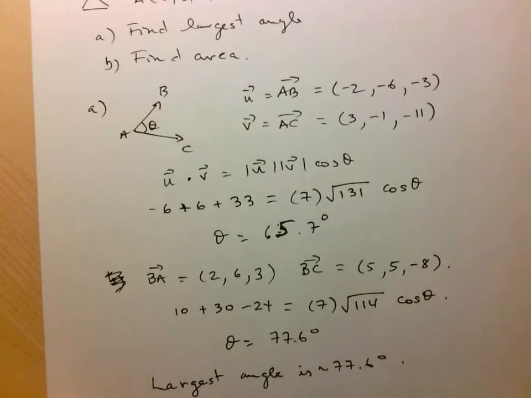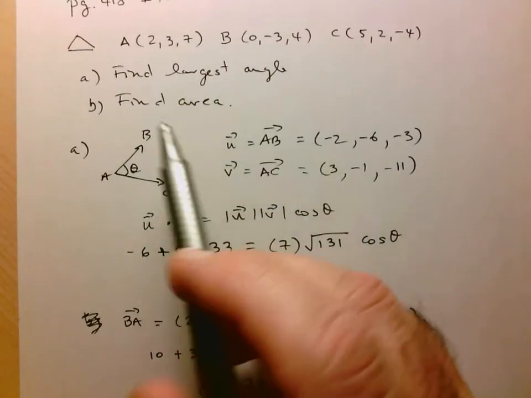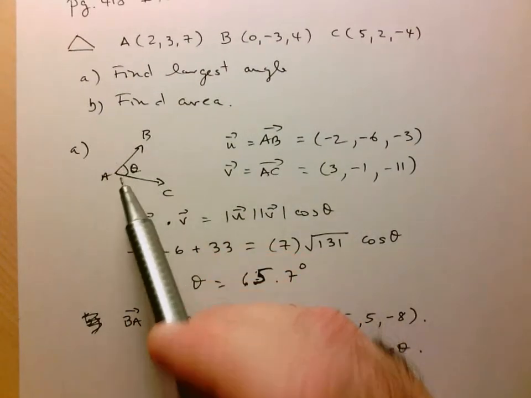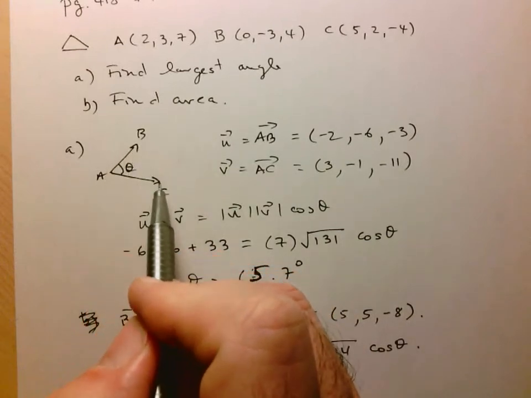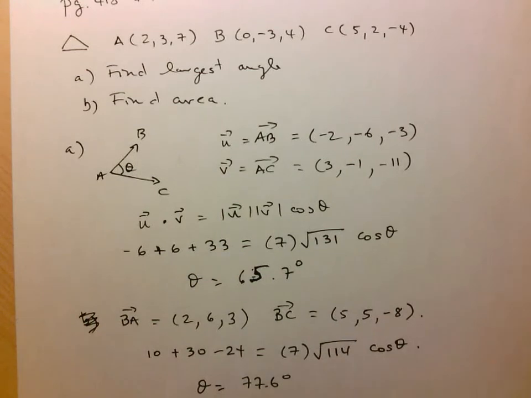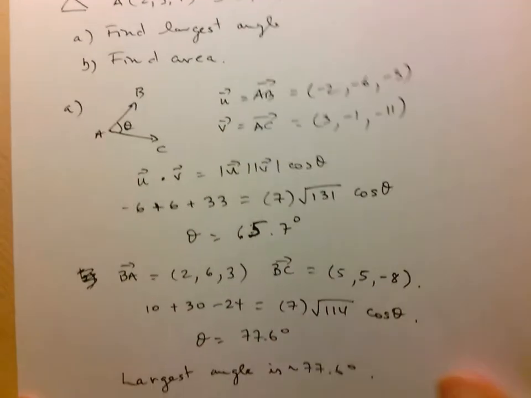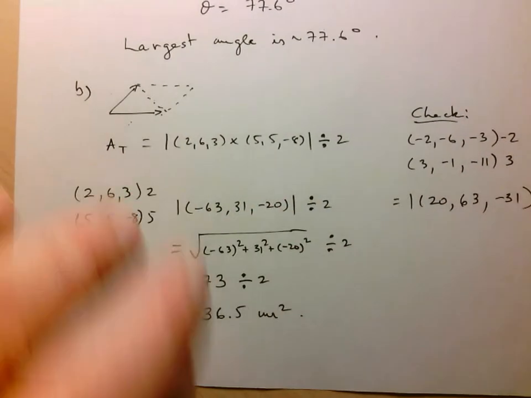Just to recap, remember to create a triangle or a parallelogram, place two vectors tail to tail, and that defines either a parallelogram or a triangle. Okay, and to find angles, use a dot product, and to find areas, use a cross product. Okay, that's it.